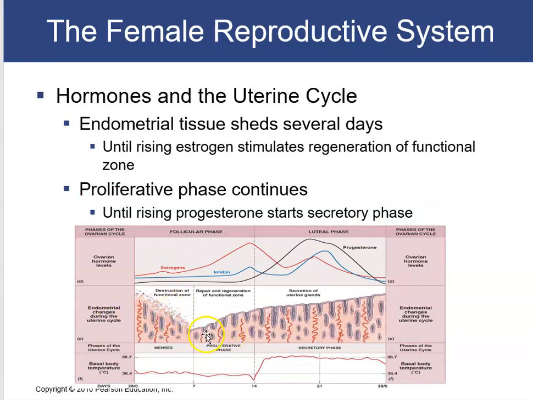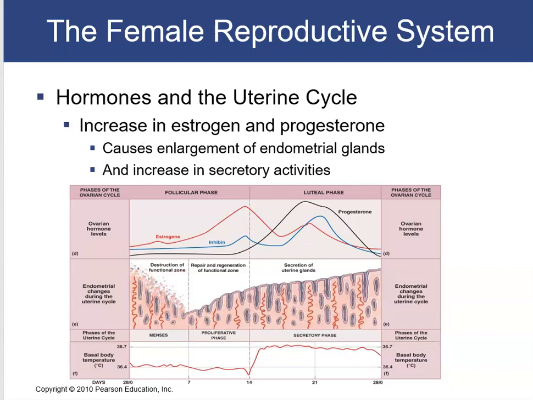The proliferative phase continues until progesterone levels begin to rise. And as progesterone levels rise, this is when you enter into the secretory phase. This increase in estrogen and progesterone will cause enlargement of the endometrial glands and an increase in secretory activities.